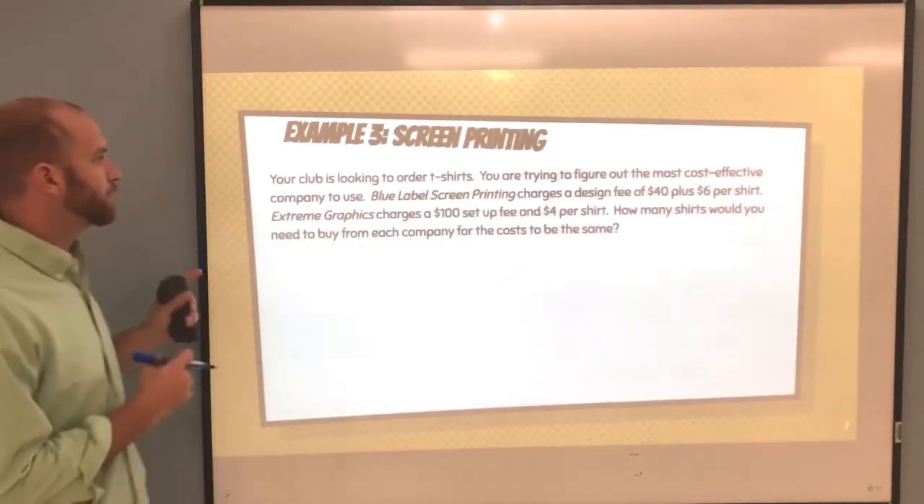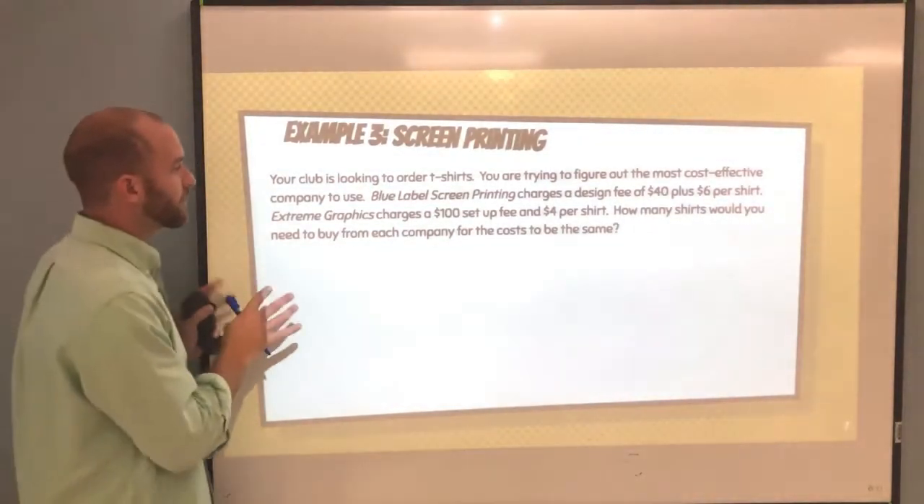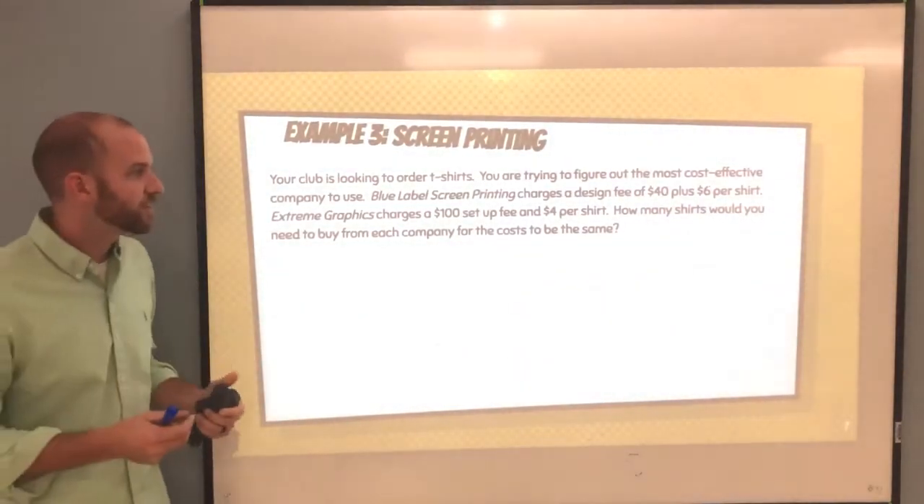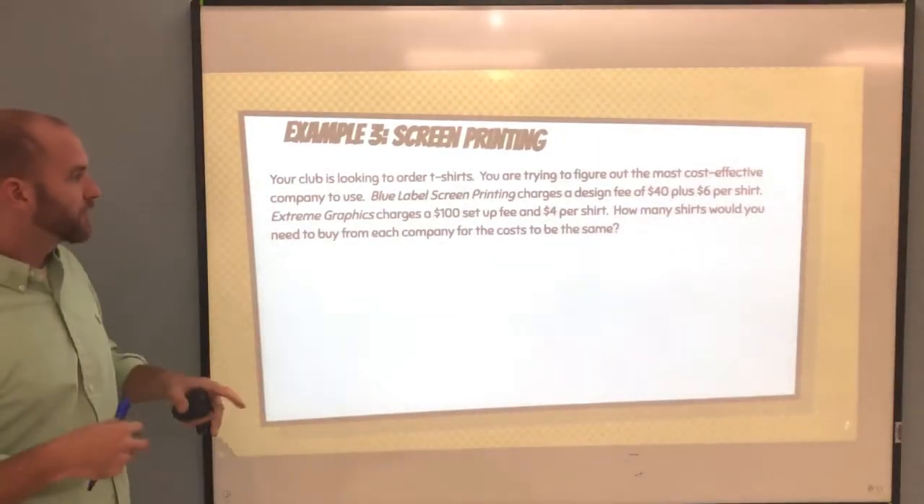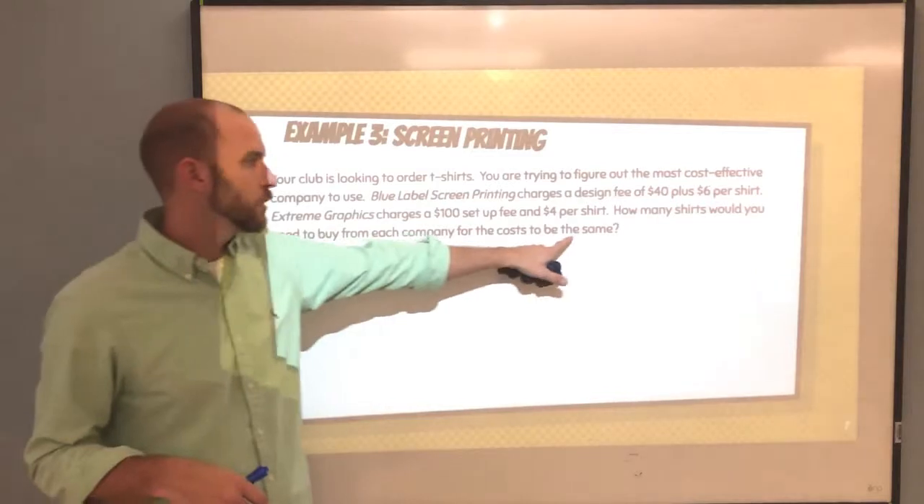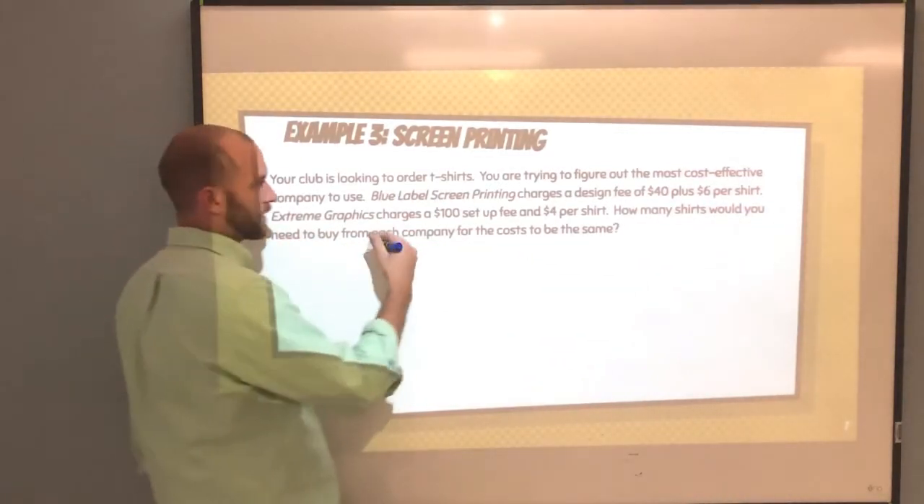How many shirts would you need to buy from each company for the cost to be the same? Now this is a little bit different problem here, okay? The reason this is different is we're not trying to figure out just X and Y by themselves, but we're trying to make them be equal, okay? So let's set this one up a little bit differently and let's go through and annotate what we know.